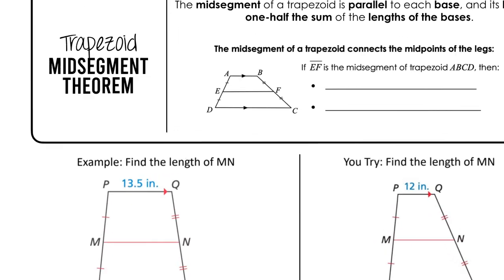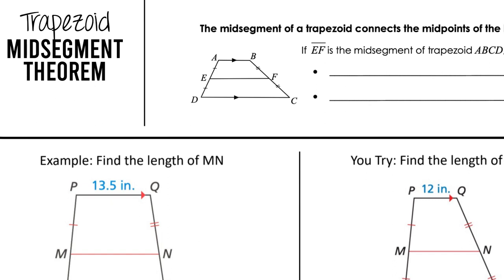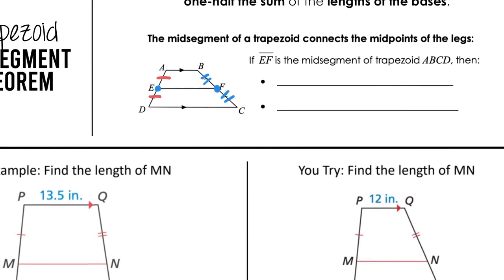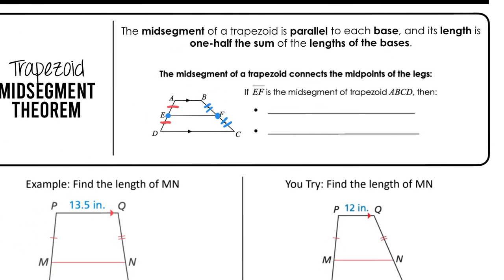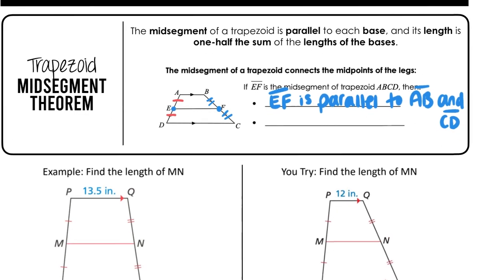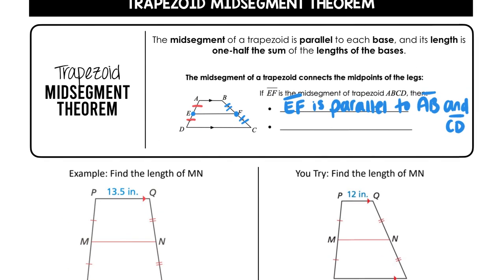So that's pretty wordy. So just by definition here, we know that if it's a midsegment, it cuts this side in half, and it cuts this side in half. So it connects the midpoints, just like a triangle midsegment. And we also know it's parallel. So the theorem tells me that it's parallel. So if it's the midsegment, I know it's parallel to the bases, which are AB and CD. And I also know that it's 1/2 the sum of the length of its bases.